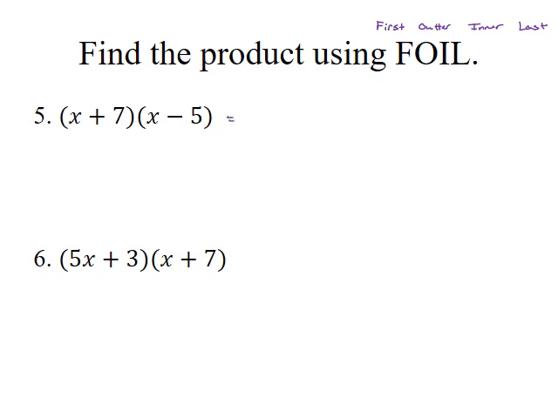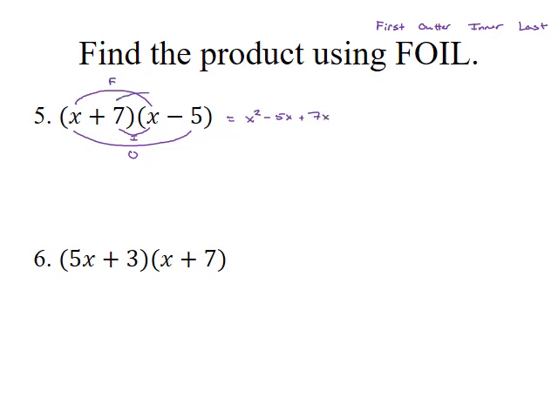So let me write out a lot of stuff on the first one. You've got x plus 7 times x minus 5. If you do your FOIL technique, the first thing you do is multiply your first terms. So your F would be x times x, which is x squared. Your outer, so you multiply the 2 outer terms together: x times negative 5 is negative 5x. Inner is the 2 inner terms, so 7 times x is 7x.